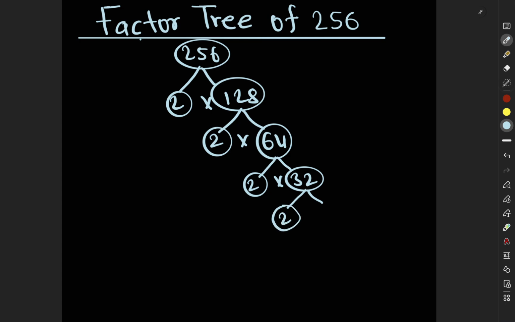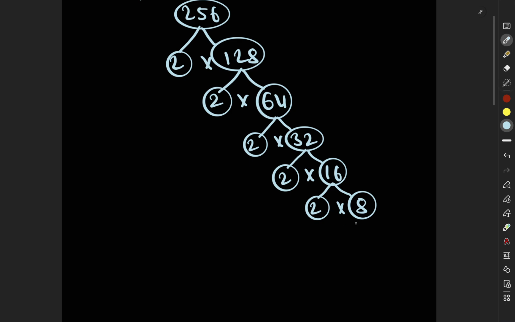32 is 2 times 16. 2 times 16 means 32. 16 is 2 times 8. 2 times 8 means 16. Like as 8, it is 2 times 4, which means it is 8. And 4 can be written as 2 times 2. 2 times 2 means 4.